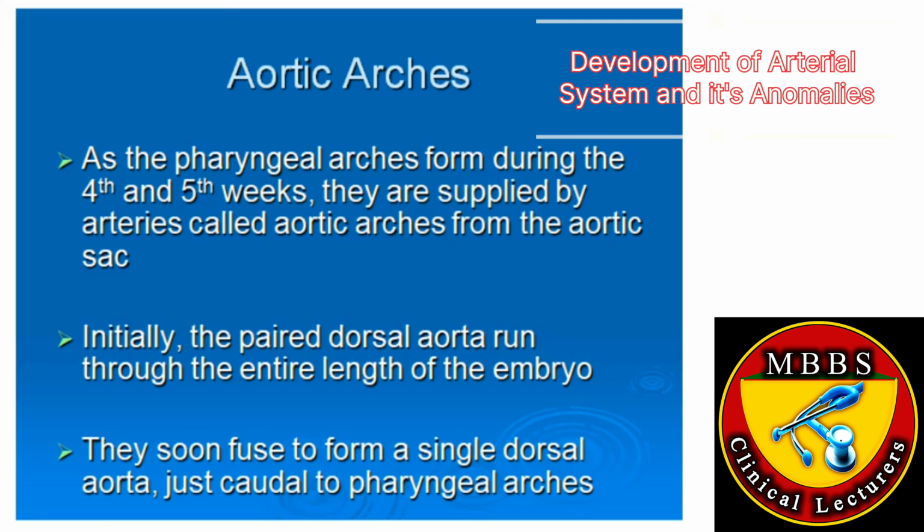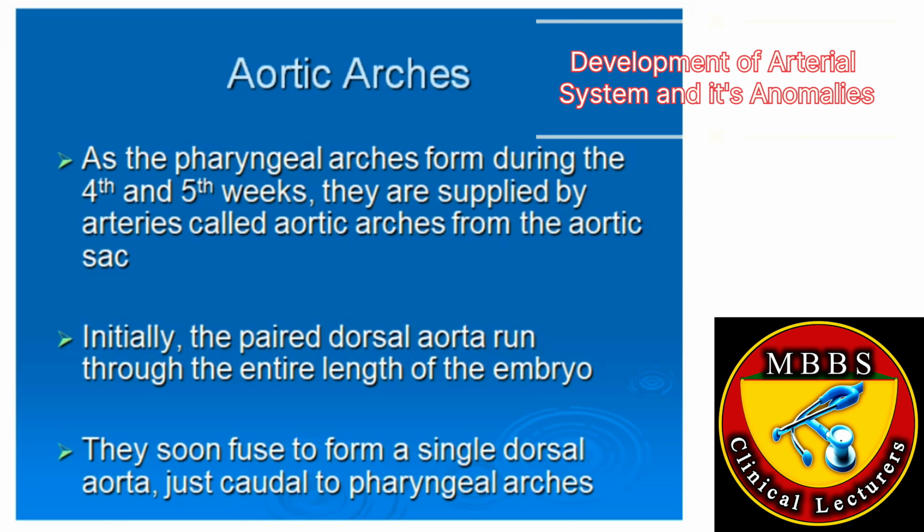Truncus arteriosus, we already know, develops from the bulbus cordis, which is part of the heart tube. The heart tube gives rise to the bulbus cordis, which has a conus and a distal portion, then the truncus arteriosus, and the distal portion of that truncus arteriosus is the aortic sac. Now, this aortic sac gives rise to several arteries in an arch-like shape, and we call them aortic arches. Initially, these will be draining into the dorsal aorta.